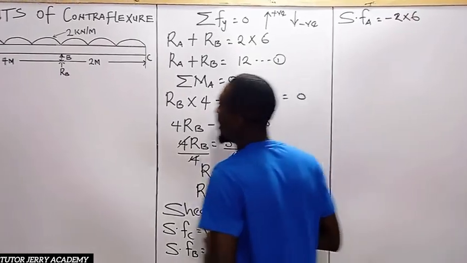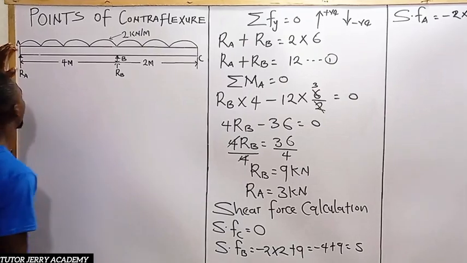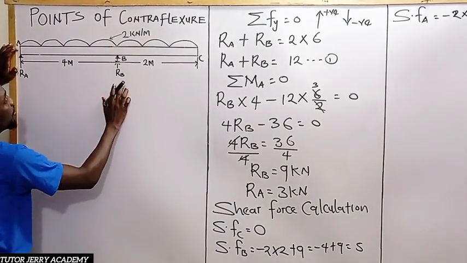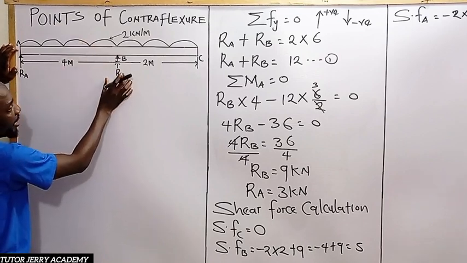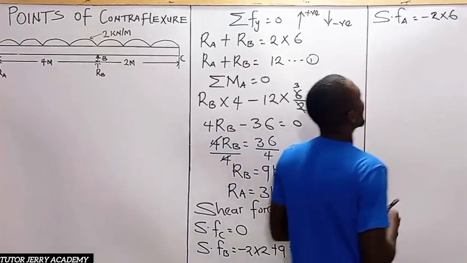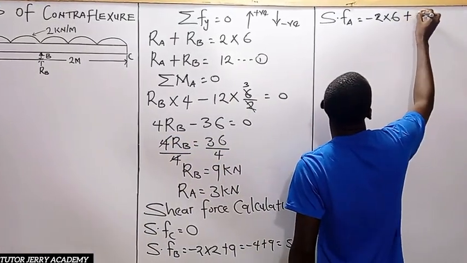Now again, if we stand at this point, we are having an upward force here, which is R_B, and our R_B is 9. It is going to be positive, because upward force is positive. So it's going to be 9.